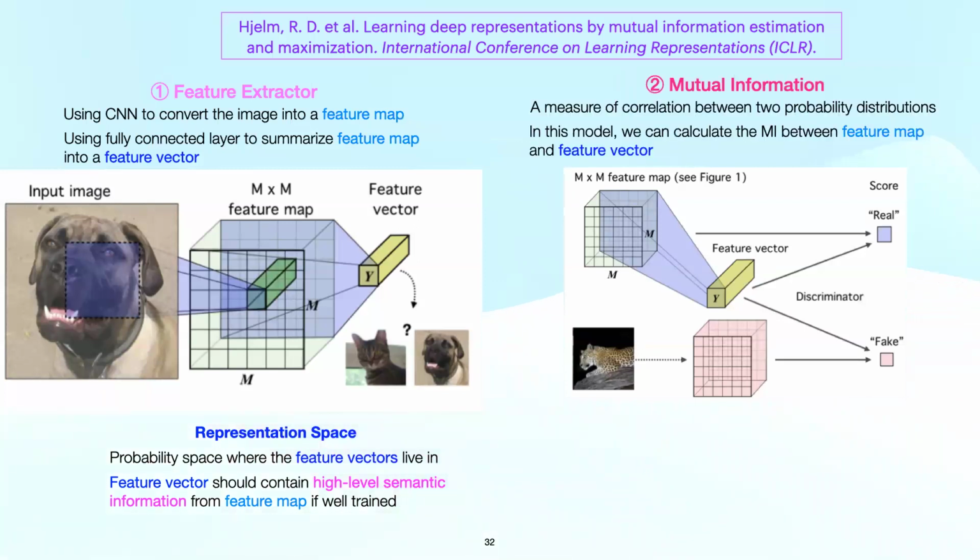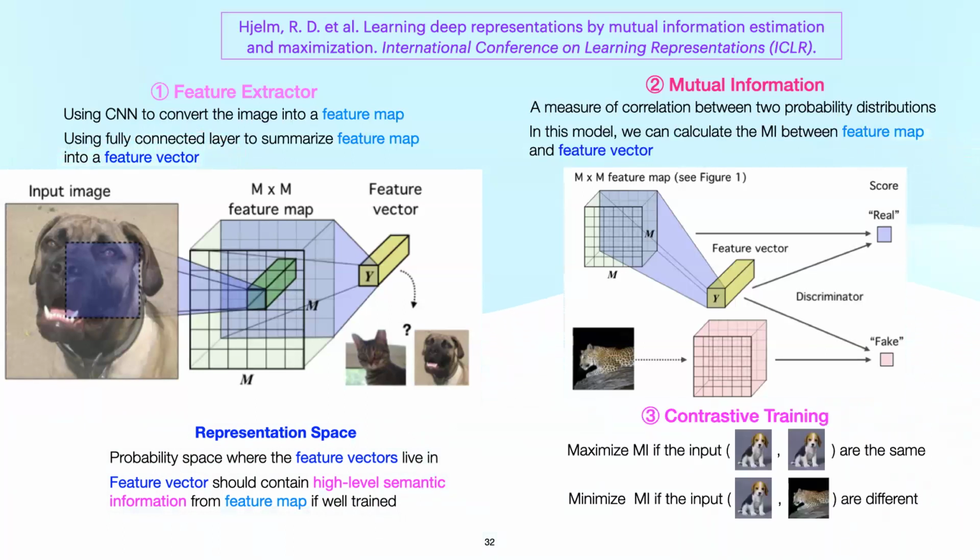The way we are training our model is using a concept called mutual information. You can think of mutual information as a measure of correlation between different vectors. Here we want to measure the mutual information between your feature map, which is large, and your feature vector, which is small. The training is done using contrastive learning. So you are grouping your events into pairs, and there are two possibilities. One possibility is that a pair of events are from the same image. The other is that they are from different images.